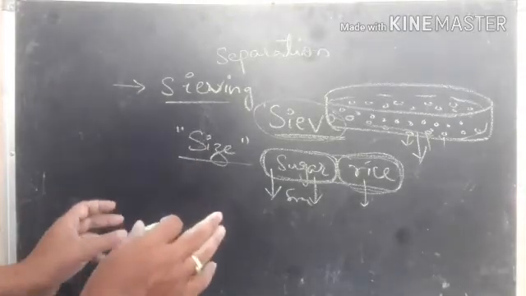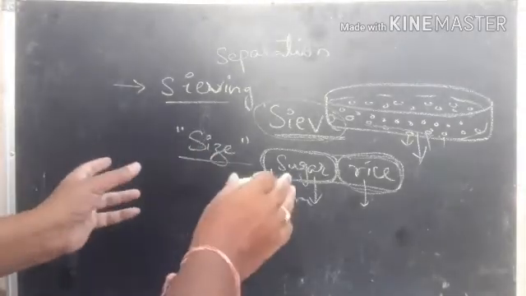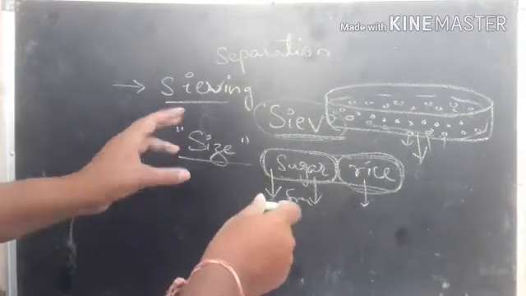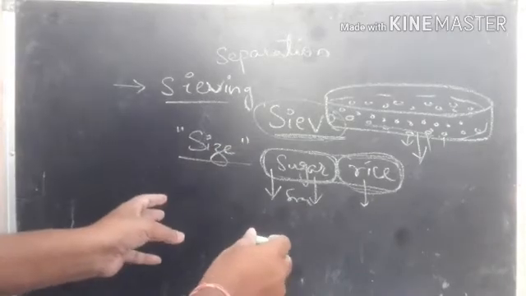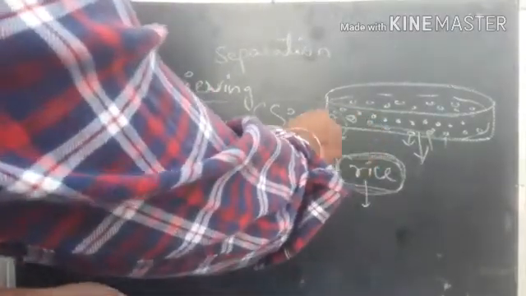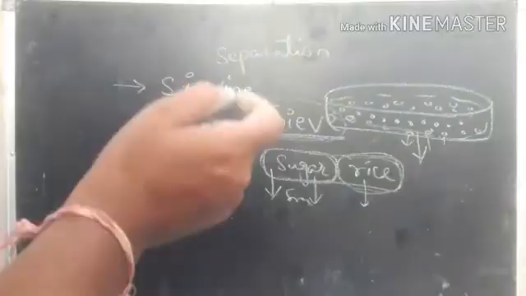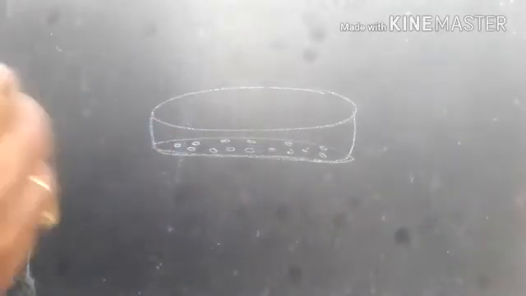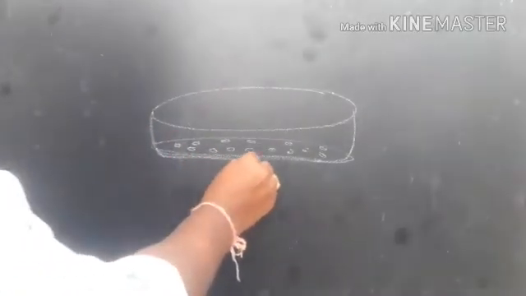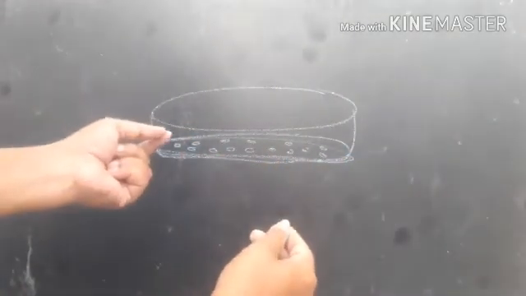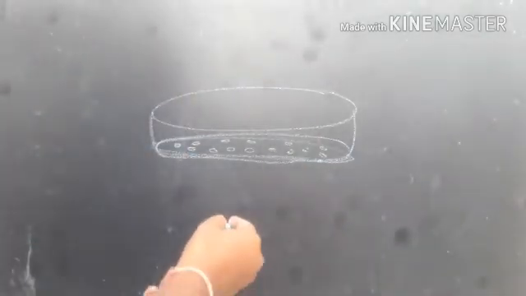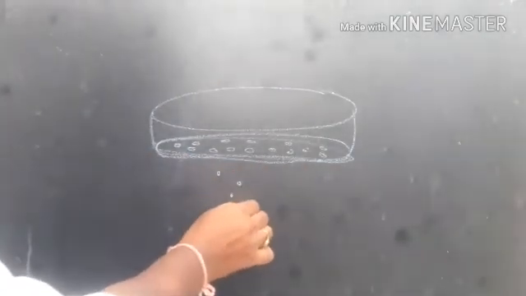So the main concept is that sieves with different sizes of holes are used to separate different substances depending upon their size. The hole size varies from sieve to sieve. A sieve with smaller holes allows only small particles to pass. For example, you went and bought wheat flour from the market.